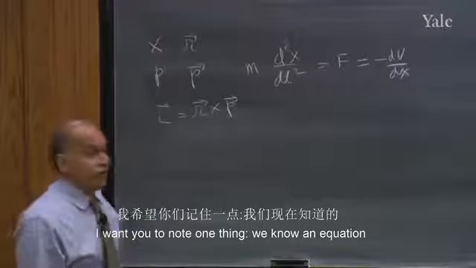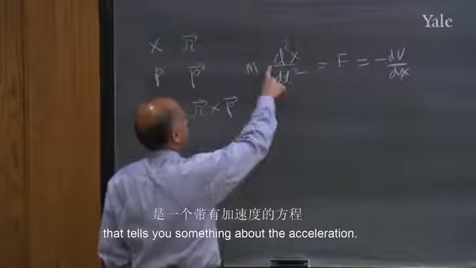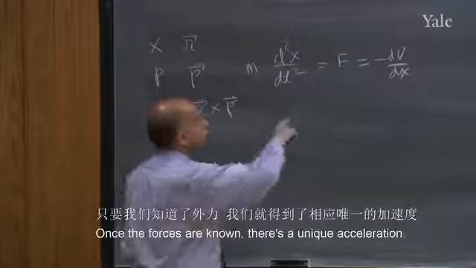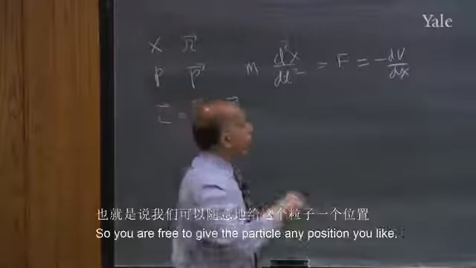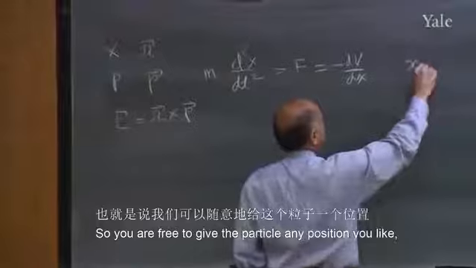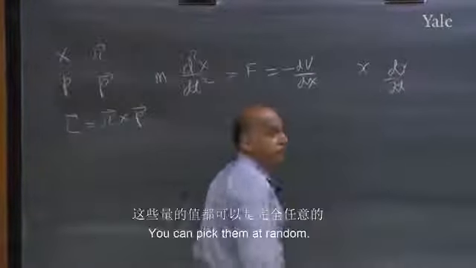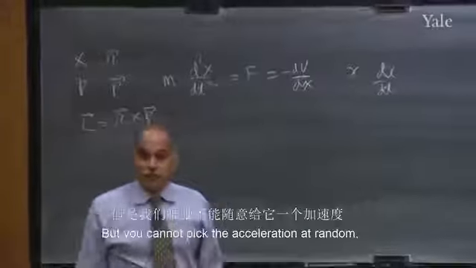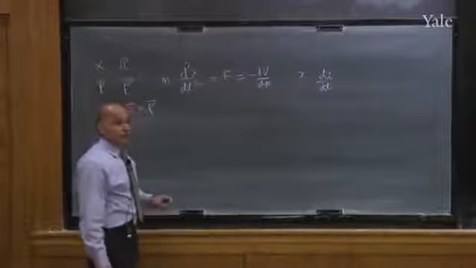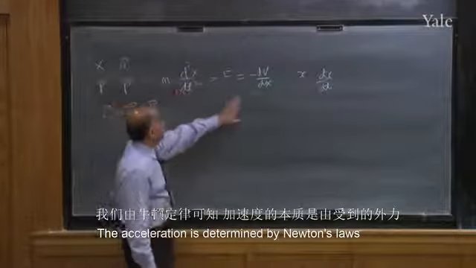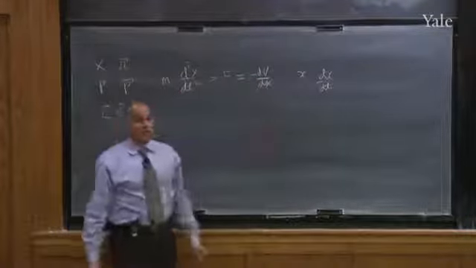I want you to note one thing. We know an equation that tells you something about the acceleration. Once the forces are known, that's a unique acceleration. So you are free to give the particle any position you like and any velocity dx/dt. That's essentially the momentum. You can pick them at random, but you cannot pick the acceleration at random, because the acceleration is not for you to decide. The acceleration is determined by Newton's laws to be equal to essentially the force divided by mass.